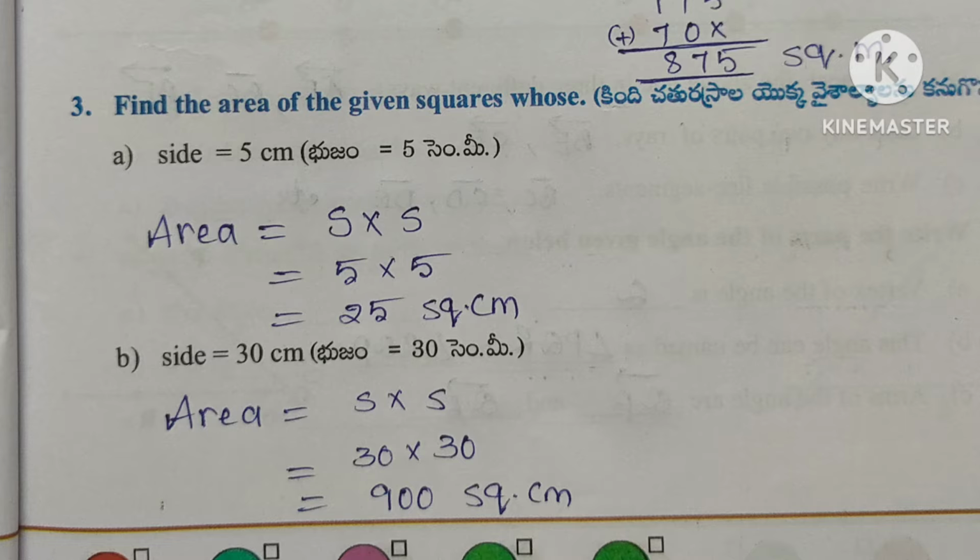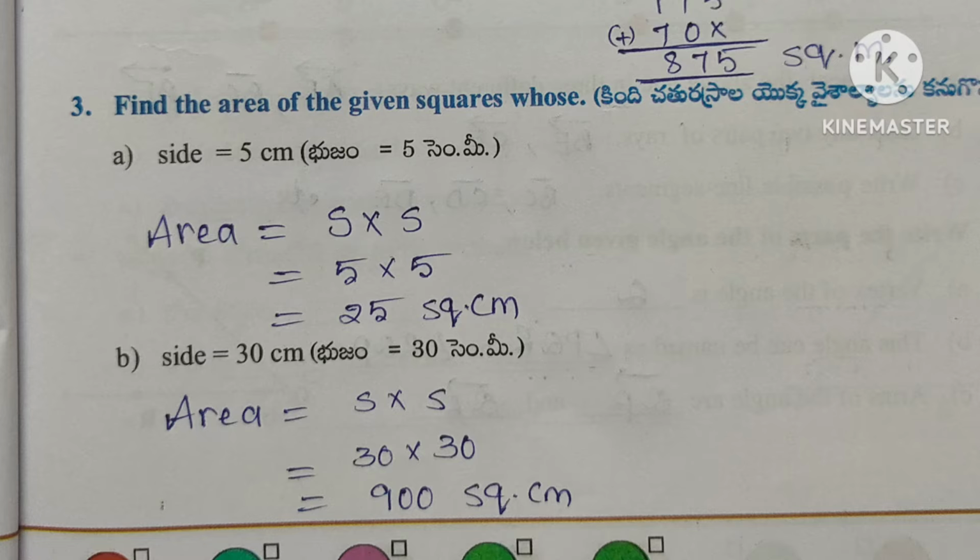Question number 3. Find the area of the given squares, whose first one has side equal to 5 centimeters. Already we know about the square. A square has 4 equal sides. Here area of square equals side into side, that means S into S. Here the given side equals 5 centimeters. Then 5 into 5 equals 25 square centimeters. Area of this square equals 25 square centimeters.